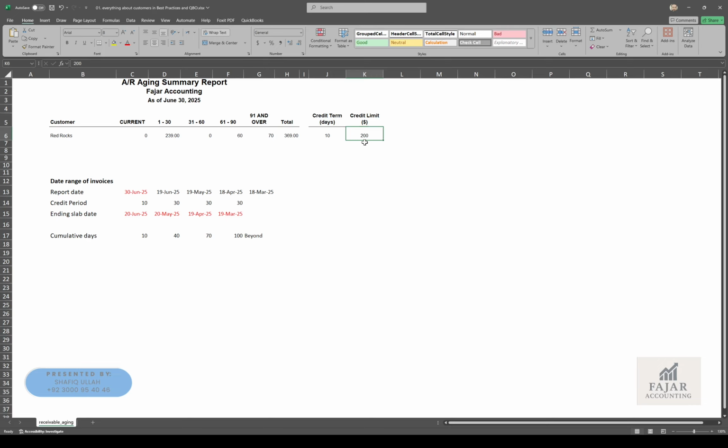Now let us talk about the aging brackets. How are these date ranges calculated? Start with the report date, 30th June 2025, then go backward using the credit term and 30-day blocks. Here is how it works. First, subtract 10 days, the credit term, from the report date. 30th June minus 10 days is 20th June. So invoices from 20th June to 30th June fall into the current bucket.